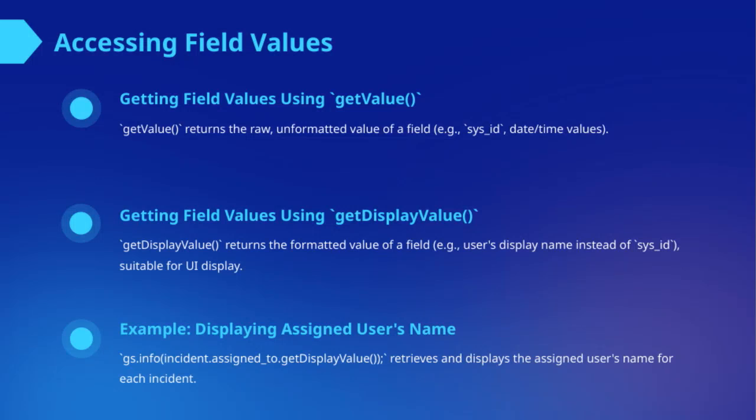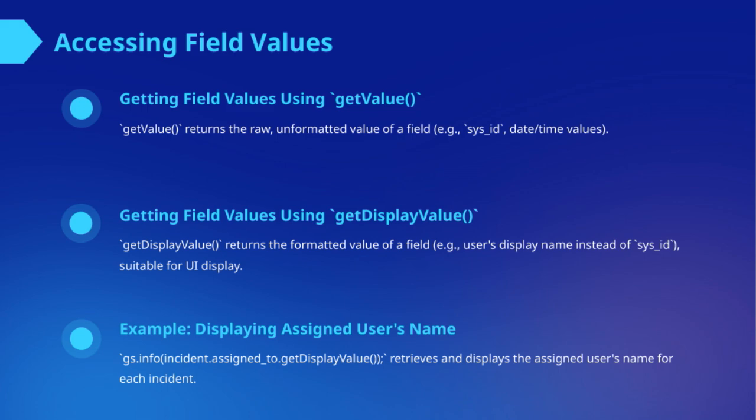Now, let's look at how we can access field values in ServiceNow, starting with an example involving the assigned user's name. When we write gs.info(incident.assigned_to.getDisplayValue()), what we're doing is retrieving and displaying the name of the user assigned to that incident. This is really useful when you want to show user-friendly information on your forms or reports.